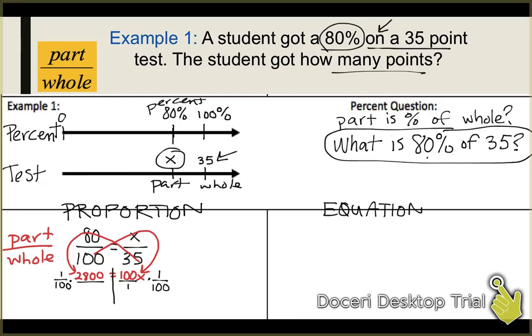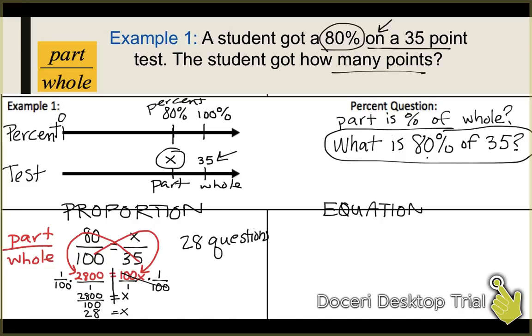Okay, remember we have to draw the 1 underneath. And now these cancel each other out, and I'm left with x on this side. And on this side, I have to multiply straight across, so I get 2,800 over 100. And now if I put that in my calculator, I do 2,800 divided by 100. That gives me 28 is equal to x. So to answer this question, the student got 28 questions on the test.